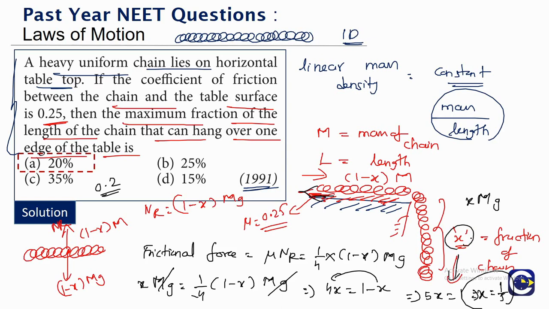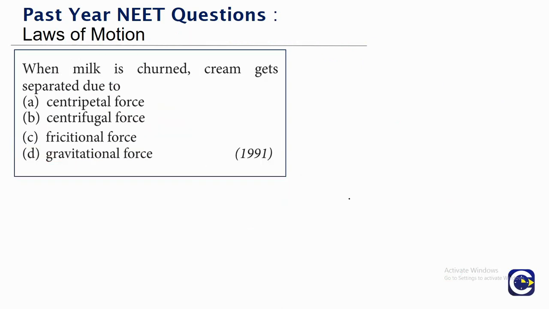So what we did in the question was take the fraction of the chain that is hanging. Total mass of the chain is M, so the mass of the hanging part will be the fraction hanging into capital M. Into g will give us the weight acting on this part. The weight of the hanging part is balanced by the frictional force acting on the chain that is on top of the table. That is the concept.